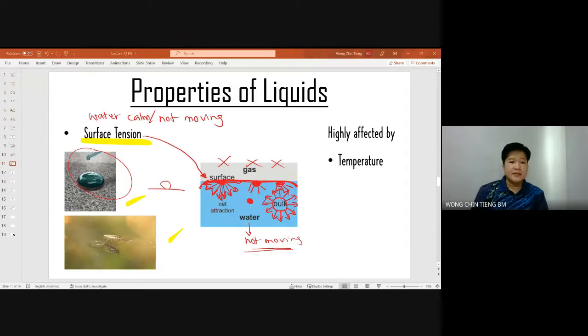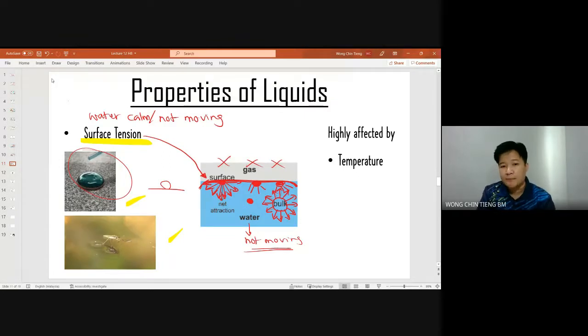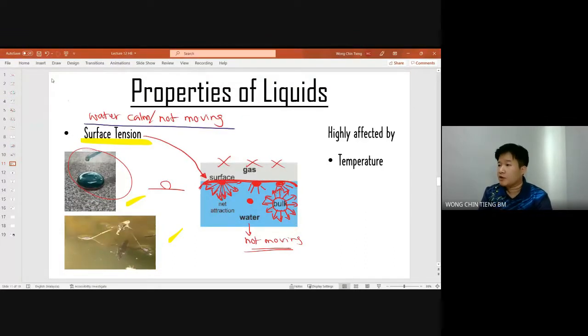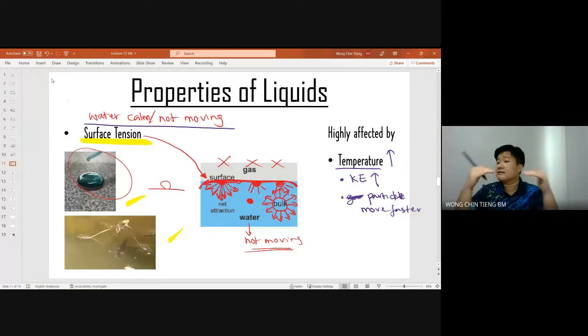Dah. Okay. So, ada dua benda yang saya nak tekankan kat viscosity, kat surface tension. Yang lain kamu akan nampak dah. Yang selalu budak akan tertinggal, this one. Kedua, temperature. What will be affecting the surface tension? Temperature. Kenapa temperature? Sebab bila temperature tinggi, kinetic energy tinggi sayang. Bila kinetic energy tinggi, particles kamu akan move faster. Dan bila partikel kamu move faster, kamu akan hilanglah the surface tension.